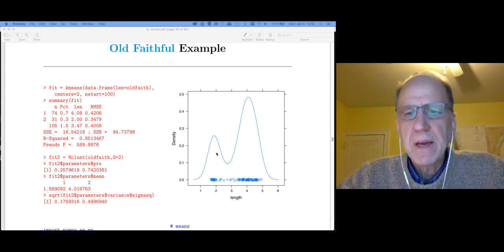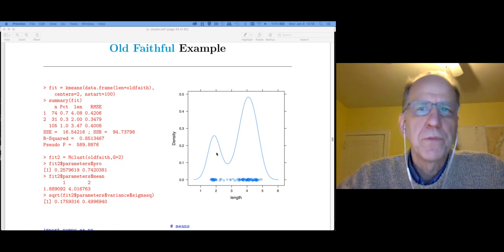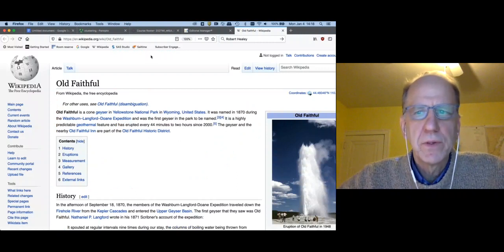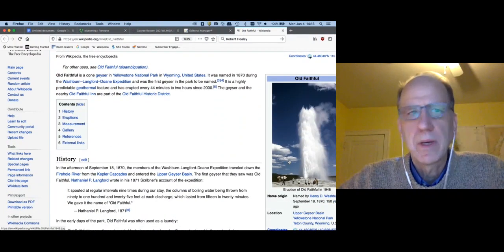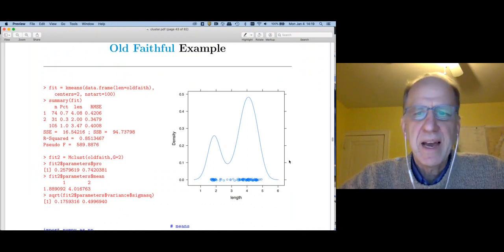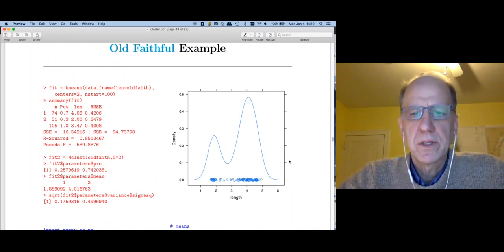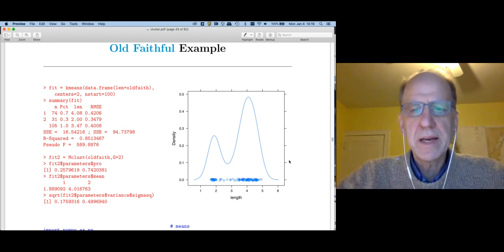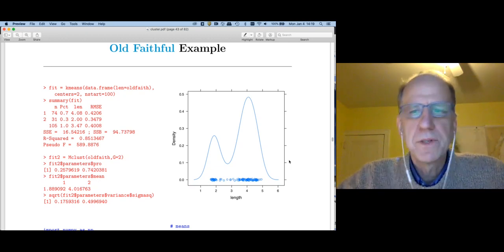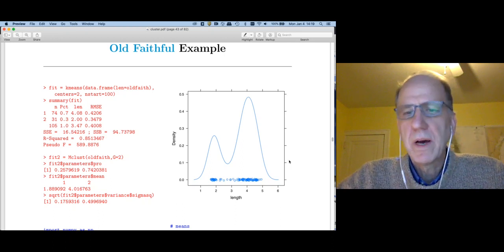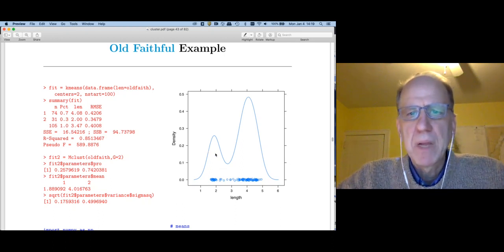So I have a kind of famous data set called the Old Faithful data. Old Faithful is a geyser at Yellowstone National Park. This data set has been analyzed in a lot of different statistical textbooks in the past. The data records the length in minutes of different eruptions. We have roughly 100 cases.